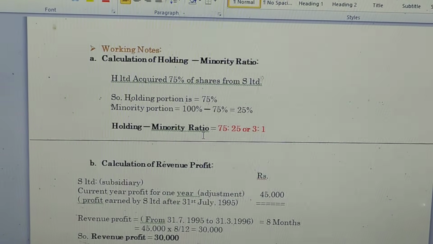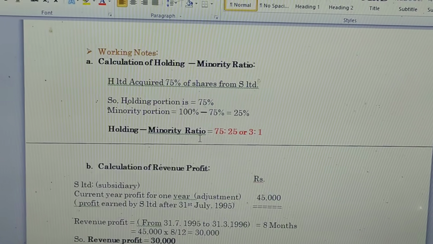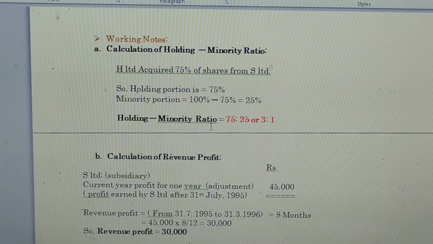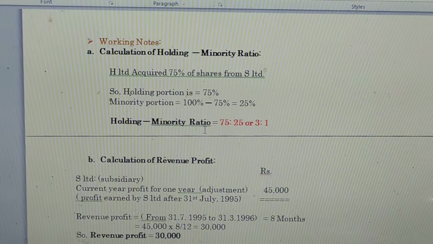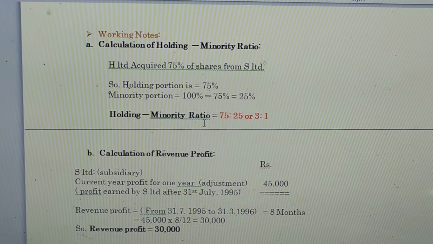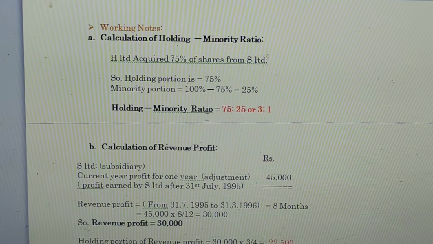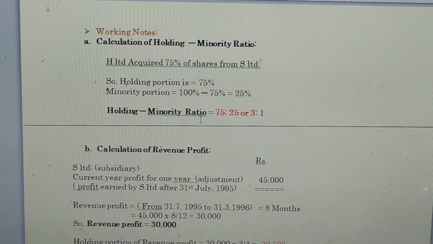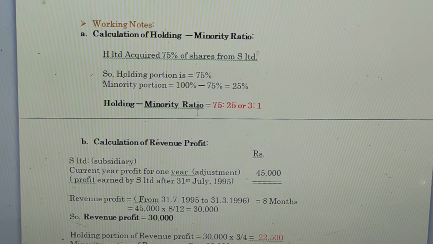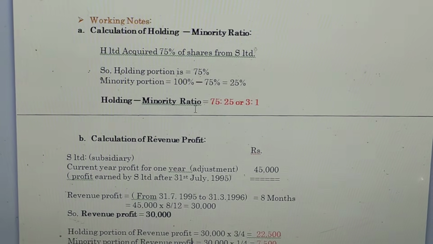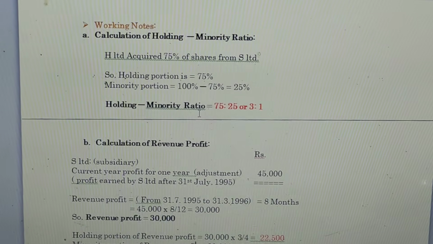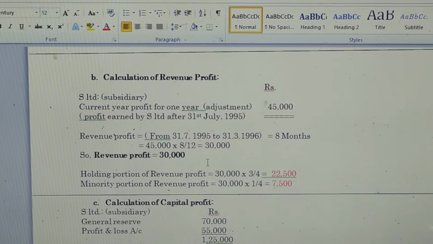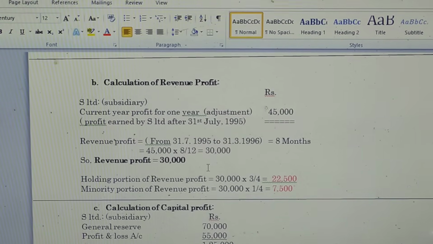The first one is calculation of holding minority ratio. H Limited acquired 75% of shares of S Limited. So holding portion is 75%. Minority portion is 100% minus 75%, so the minority portion is 25%. So the holding minority ratio is 75:25 or 3:1. Then we are going to find out the calculation of revenue profit.